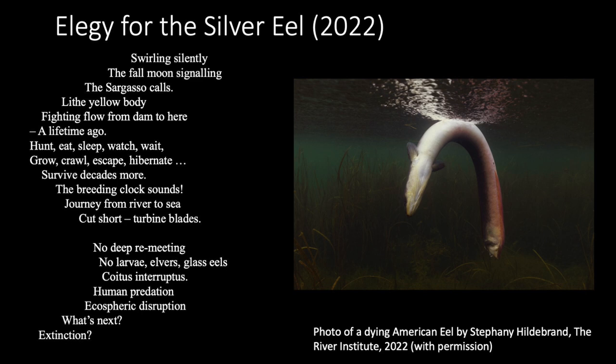By the way, a silver eel is a sexually mature female American eel that is 10 or more years old, ready to head back to the Sargasso to breed and die. Young adult eels are much smaller and yellowish. I'll read it. Elegy for the Silver Eel.